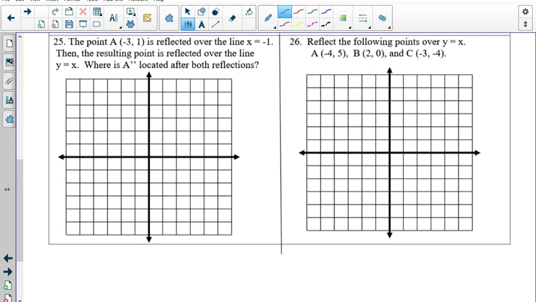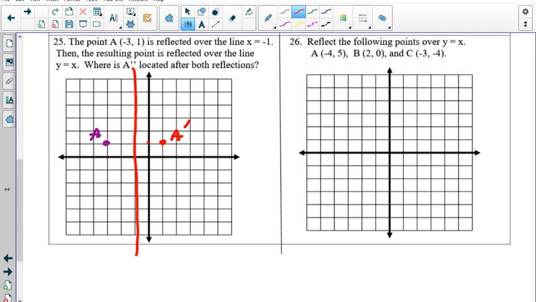Point A, negative 3, 1. Let's put that on here. Negative 3, 1 is right here. That's A. It is reflected over the line x equals negative 1. Well, where's that line? It's right here. It's a vertical line at x equals negative 1. So this time, we're not going to count to the axis, we're going to count to here. So A is 2 to the left of that line, so we want to go 1, 2 to the right of that line.